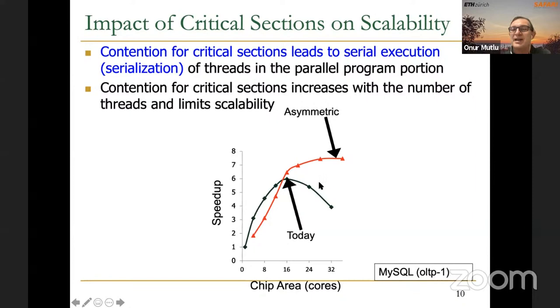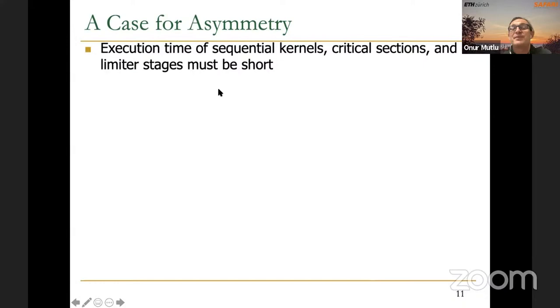But basically, we're going to make a case for asymmetry. Asymmetry, in the general sense, basically means doing something different for these bottleneck portions such that you can accelerate them. That's the idea of asymmetry, right? Symmetry is everything is the same. Asymmetry is do something different for different code portions. So the execution time of these sequential kernels, critical sections, and limiter stages must be short.